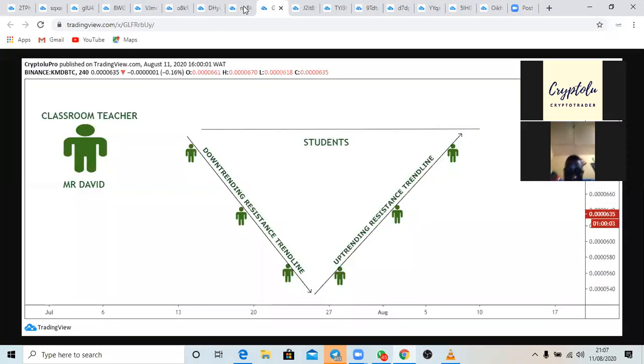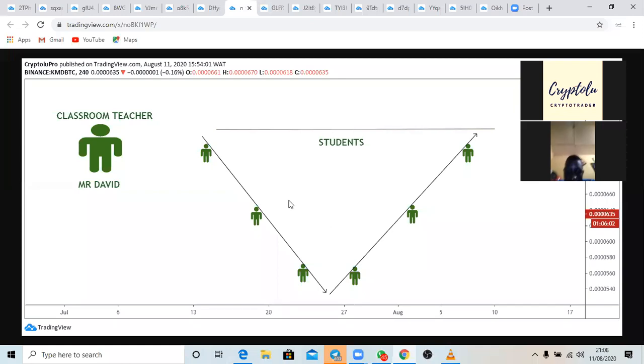Now, what does this line mean? This line is there for it to serve as resistance. That is, this line is resisting them from passing through, from crossing through this line. That is why it is called a resistance. So this line that is there won't allow them to cross through that point that Mr. David drew the line from.